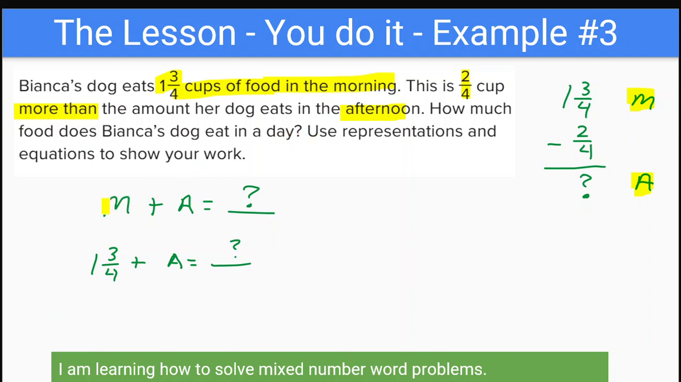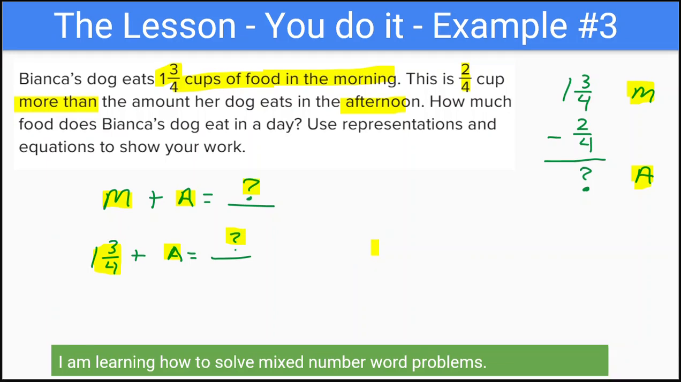Well, in a day, the dog eats the morning portion plus the afternoon portion, and that's going to be the total right there. The morning portion we already know is 1 3/4. You can solve the afternoon portion over here by doing this. Okay, solve the afternoon portion. And if you add these two amounts together, you're going to get the total amount that the dog ate for the whole day. Kids, you know how to do this. You're learning how to solve mixed number word problems.